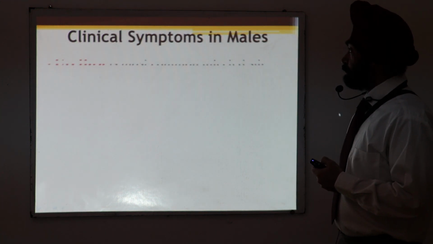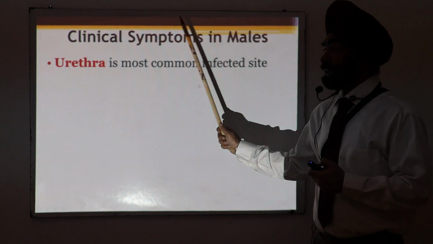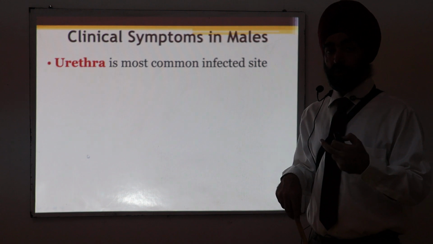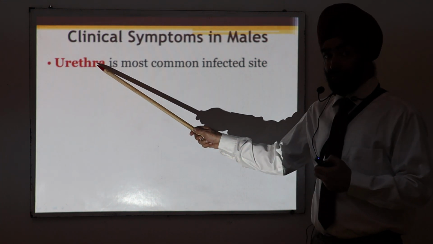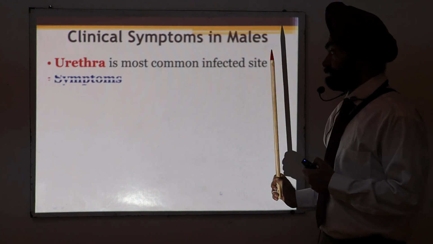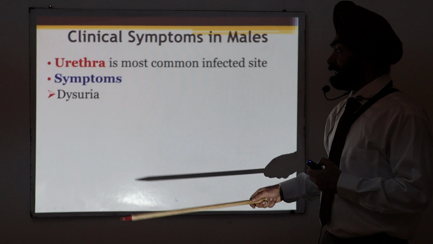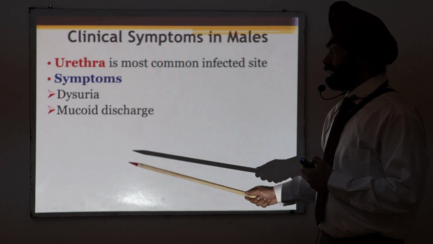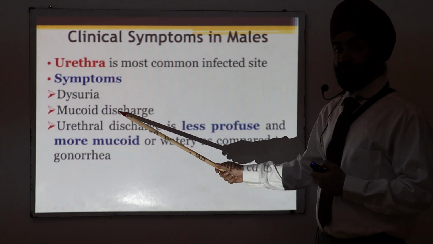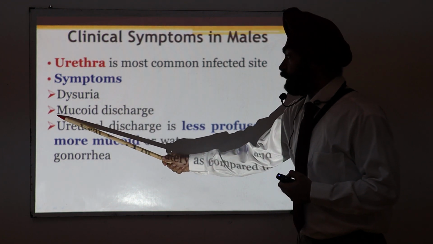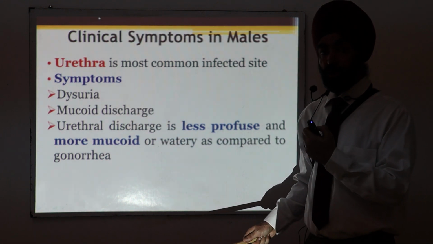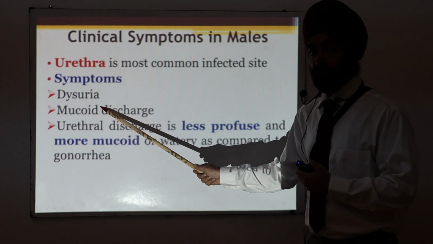Now coming down to the symptoms of chlamydia in the males. Again, there are very common symptoms of gonorrhea and chlamydia. One common symptom is that the urethra is the most commonly infected site in the males. So you can guess the symptoms: dysuria, and there is a mucoid discharge, again abnormal discharge. But what is the difference? The difference is that it is mucoid. If you remember, in gonorrhea it was mucopurulent, more of the pus. But here there is more of a mucus.